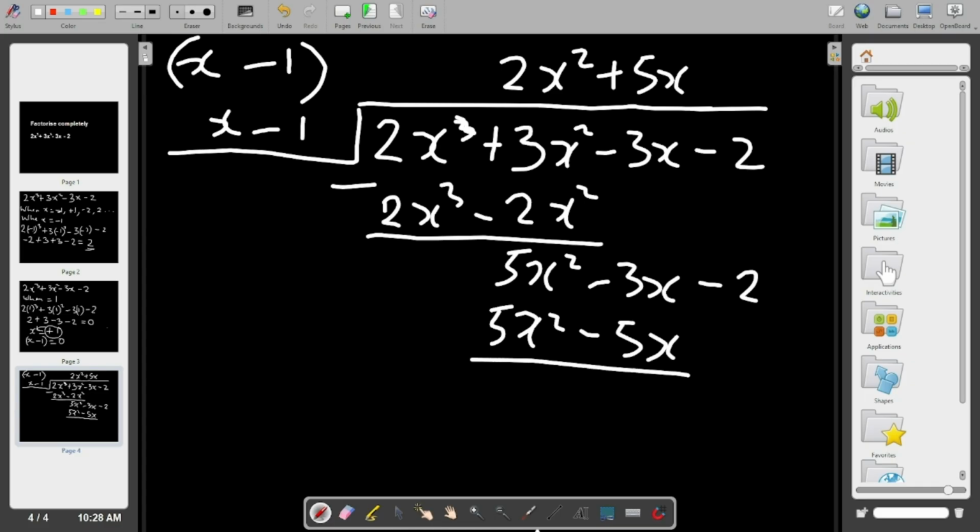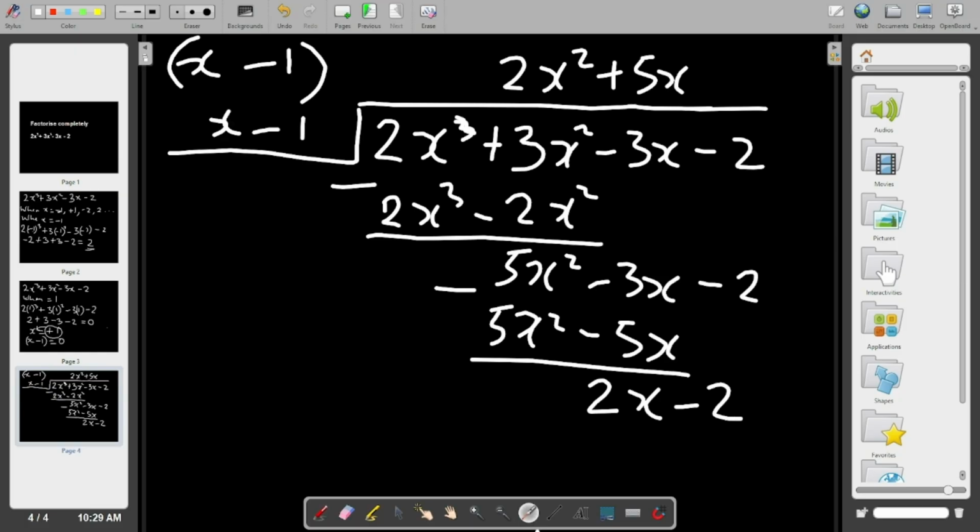And then you rule your line again and subtract. So you see, 5x squared minus 5x squared gives us 0. So nothing will be here. Now look at this. Minus 3x minus minus 5x, that will give us plus 2x. So you come here and now write plus 2x. Then the next thing you do is to bring this minus 2 down here. If you do that, you have minus 2, and then you go again and start to divide.